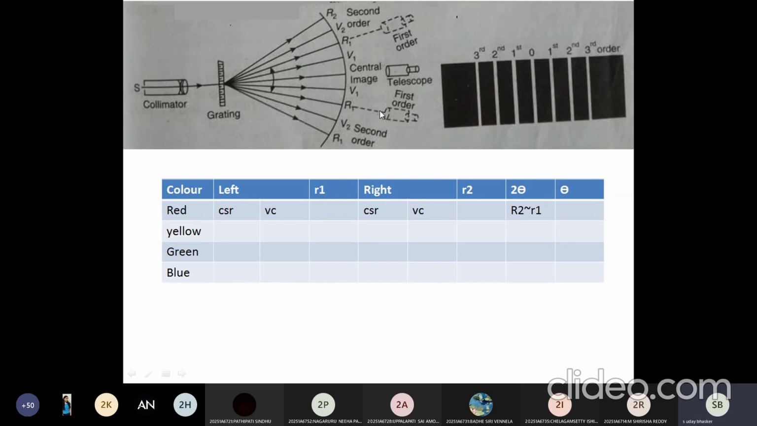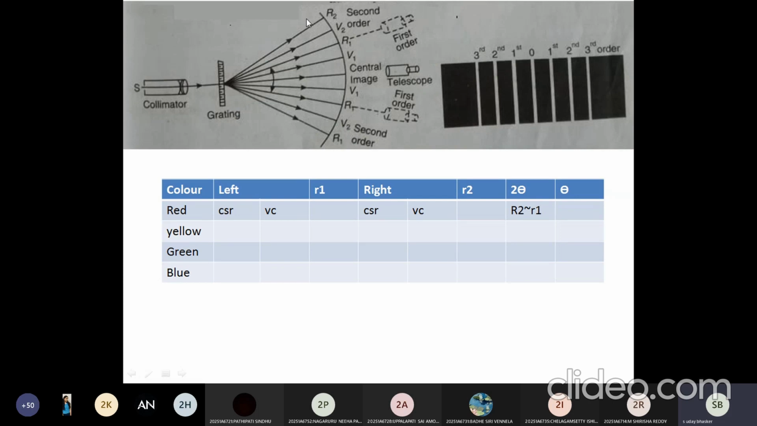You'll rotate the telescope completely to the left onto the red color. Take the CSR and Vernier coincidence for red color, and then go to the yellow color, take CSR and VC, and for green color CSR and VC, and for blue color CSR and VC. Then next go to the blue color on the right side and take CSR and VC, and then green color CSR and VC, and yellow color CSR and VC, and the last, red color CSR and VC.